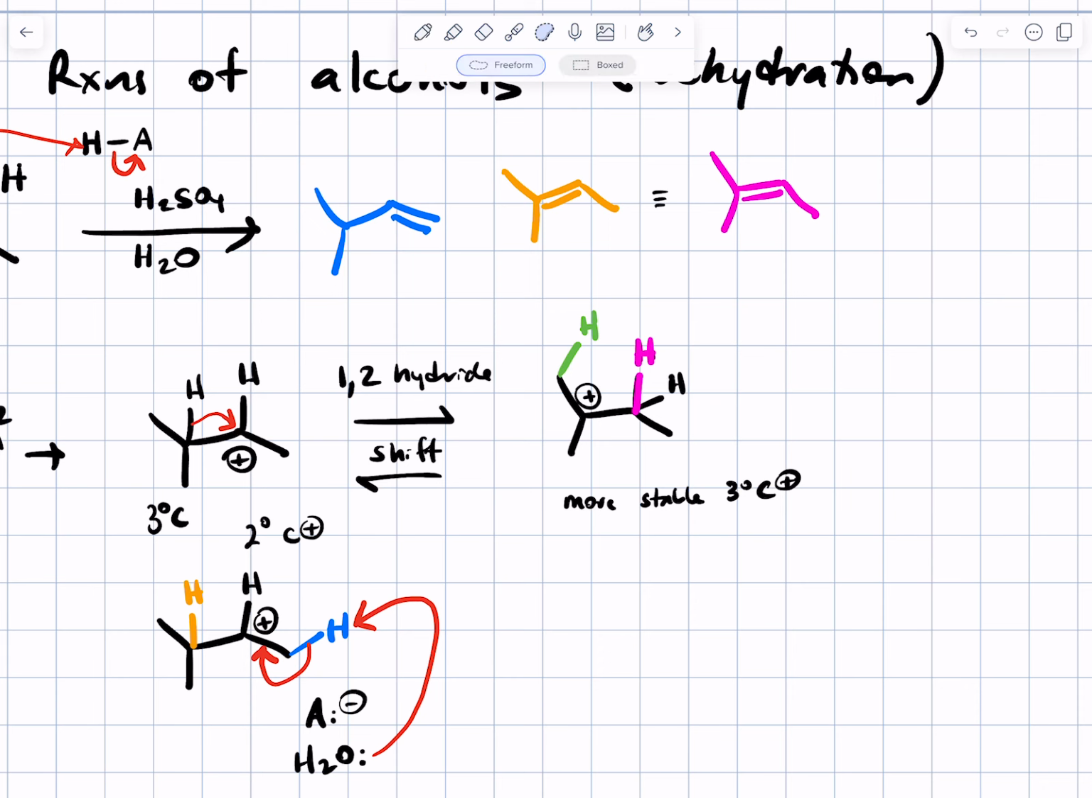The triple line there represents that these two are the same product, so don't misunderstand me there.